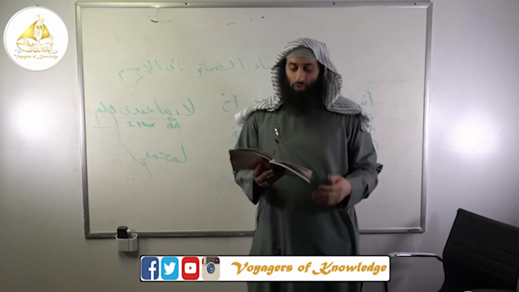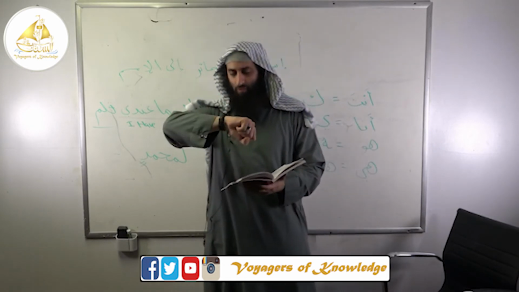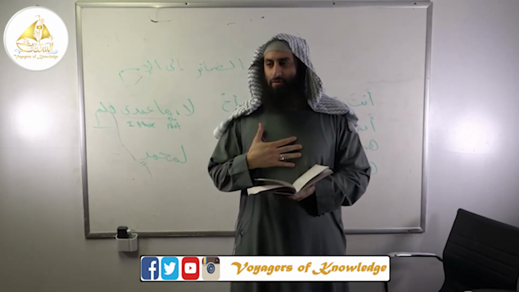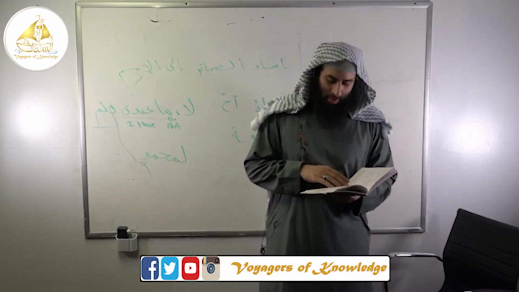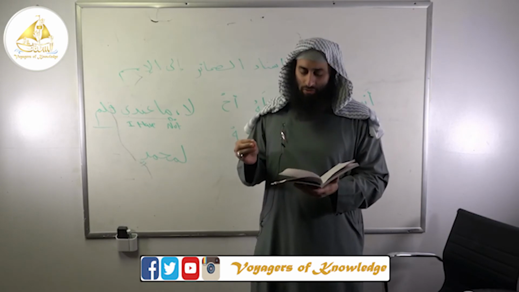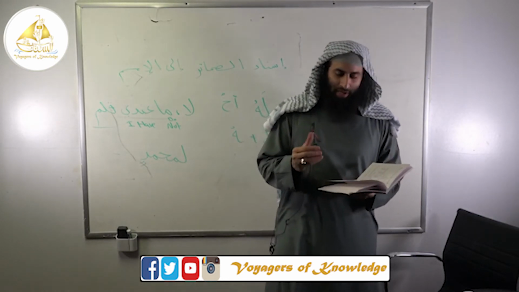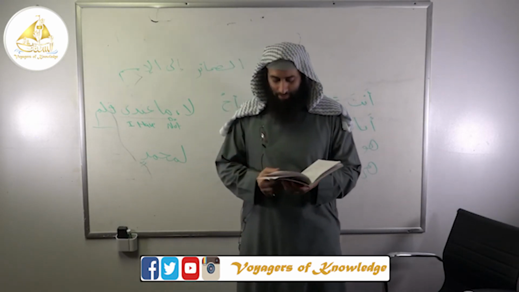When we were talking about having a sibling, right? You want to say I have using li or laka. Li ukhtun wahidatun. I have one sister. ألك أخ؟ لا، ما لي أخ. Do you have a brother? No, I don't have a brother.